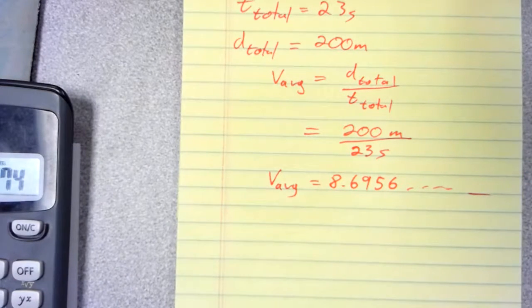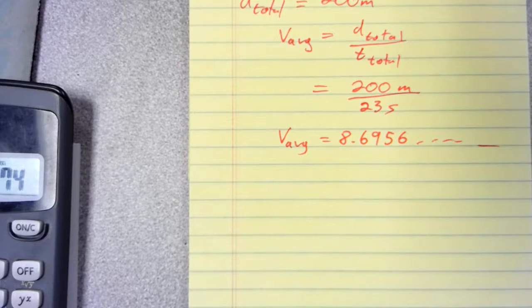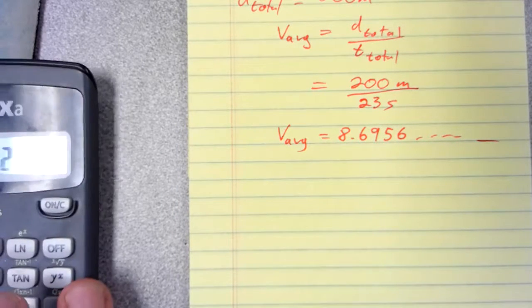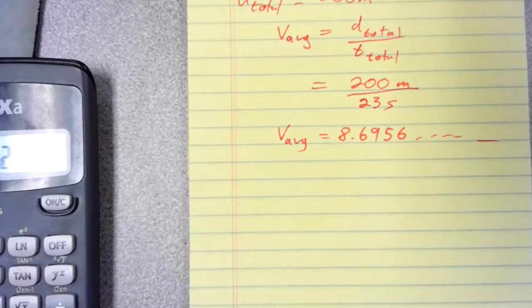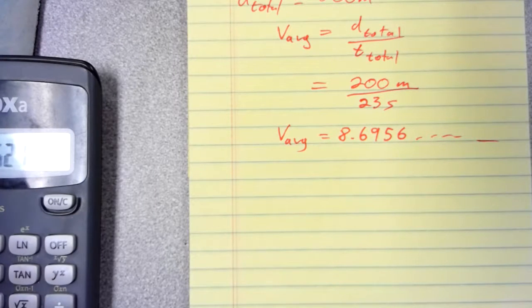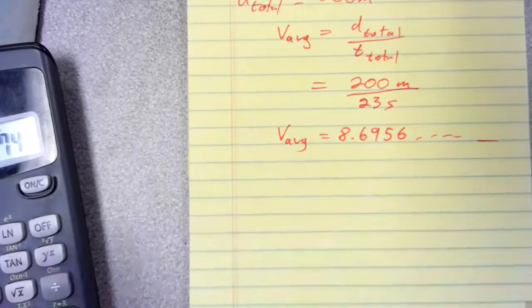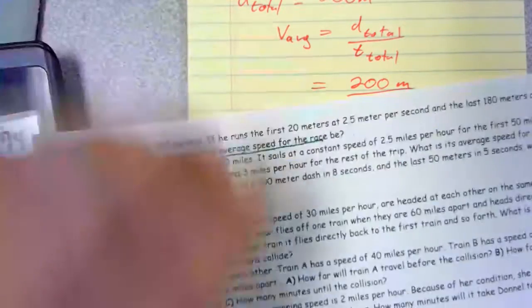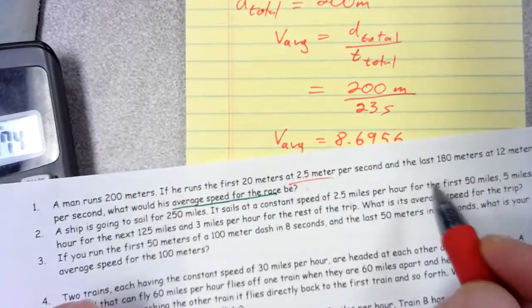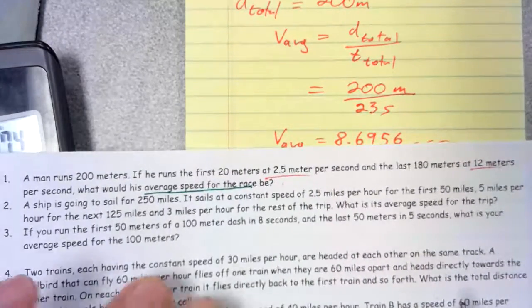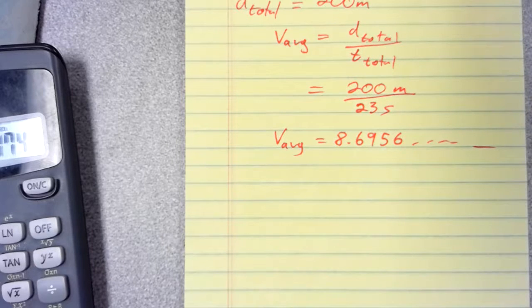I'm going to go ahead, I'm going to round to an appropriate number of sig figs. This one, we're given detail about 20 meters and 180. This one's a little bit tricky on the sig fig total because we haven't talked about addition much. I'm going to go ahead and tell you we're going to use our velocity information to limit that right now. So 2.5 and 12 meters, that's 2 sig figs. So I'm going to round this to 2 sig figs.